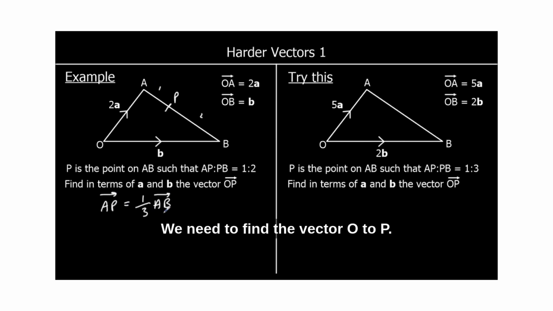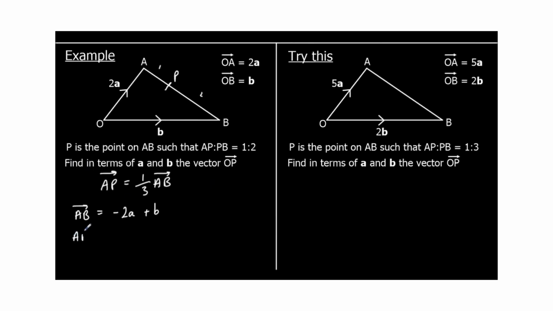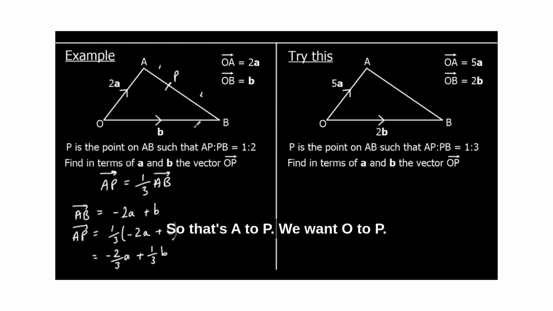We need to find the vector O to P. So let's find A to B first. A to B is minus 2a plus b. So A to P is 1/3 of this. So 1/3 of minus 2 is minus 2/3, and 1/3 of b is 1/3 b. So that's A to P.